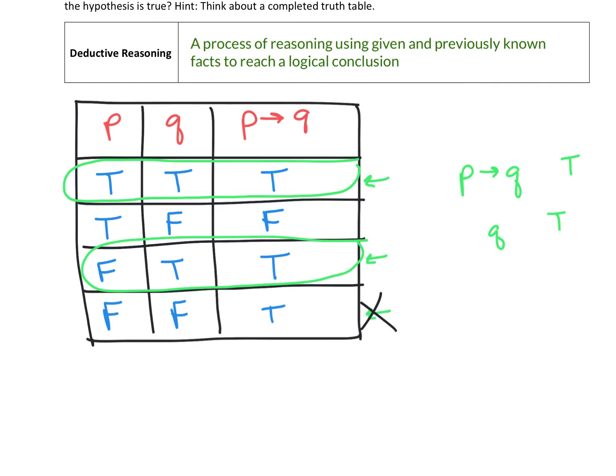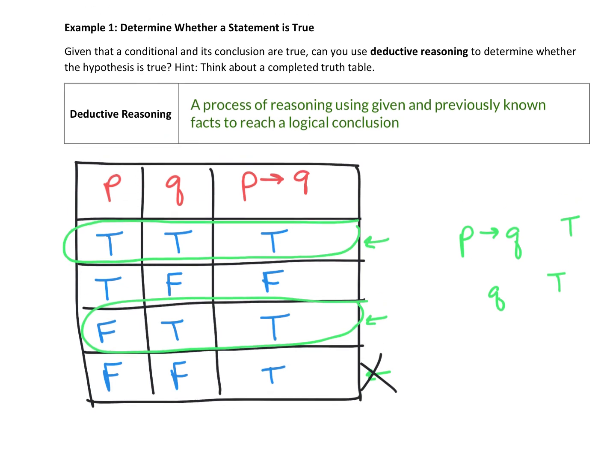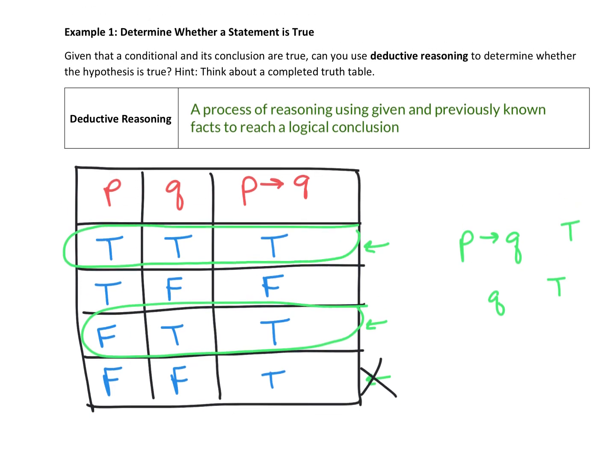So the question we're being asked is, can you use deductive reasoning, using given and previously known facts to reach a logical conclusion, to determine whether the hypothesis is true? For these 2 examples, do you notice how in this one, the hypothesis is true, but in this one, the hypothesis is false? Because we're getting 2 different truth statements there, you can't use deductive reasoning to tell if a hypothesis is true.